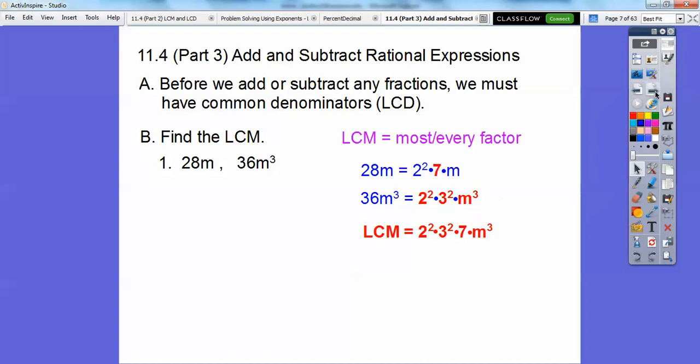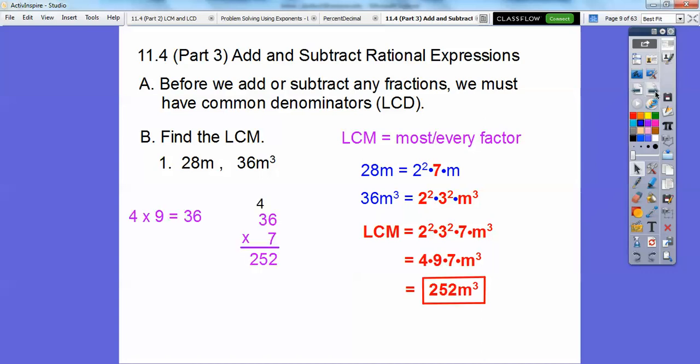okay? So our LCM is going to be all of those, so we're going to go ahead and multiply 4 times 9 times 7. 4 times 9 is 36.